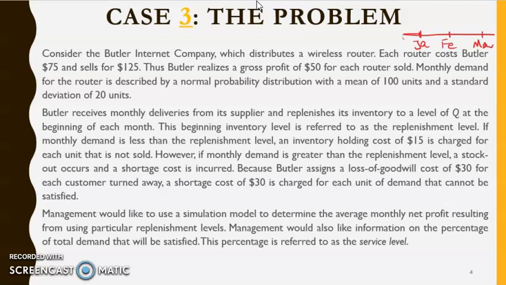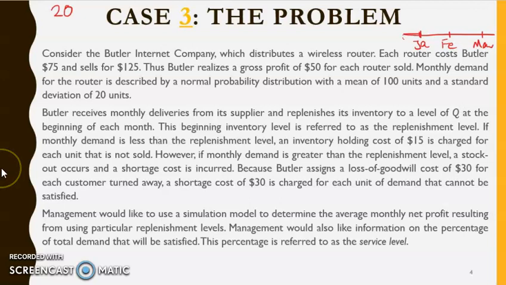Okay, imagine at the last day before January, the inventory is 20. Okay, and as you can see here, at the beginning of each month, the inventory is replenished to a level of Q. So it would be one of the questions that we are going to answer with simulation. That what is Q? What should be Q? What is the best Q?